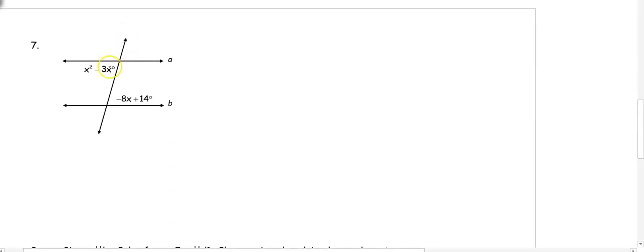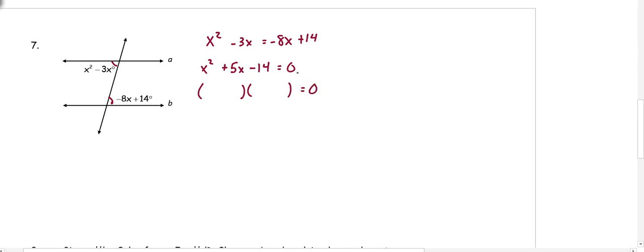Number 7, looking at these angles, these are also alternate interior angles, and alternate interior angles are congruent. So x squared minus 3x is equal to negative x plus 14. Because there's an x squared in this problem, we need to move everything to one side so we can factor. So I'm going to add x and subtract 14. So we get x squared plus 5x minus 14 equals 0. And then I'm going to solve for x. So I need to figure out what multiplies to negative 14 and adds to 5. So I have x plus 7 and x minus 2. And when I switch my signs, I get x is negative 7 or x is positive 2.